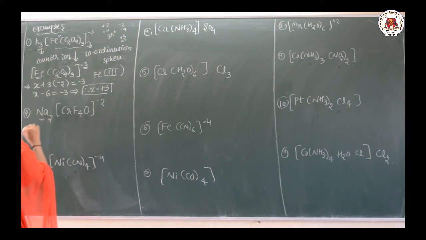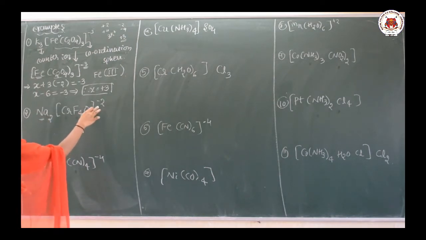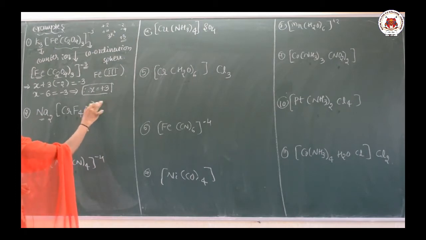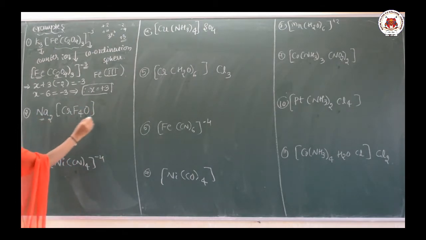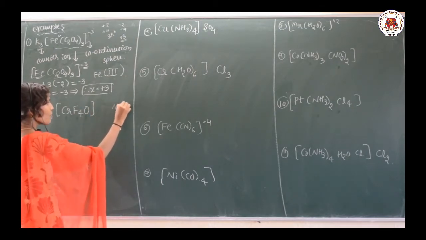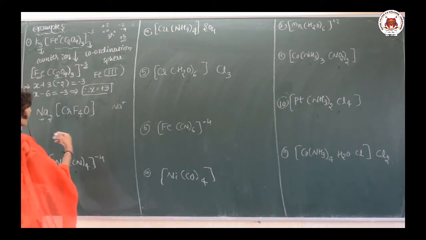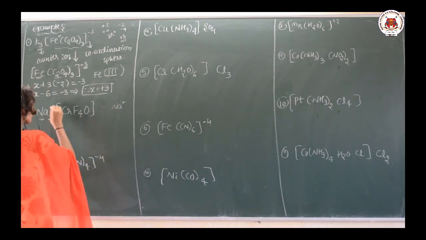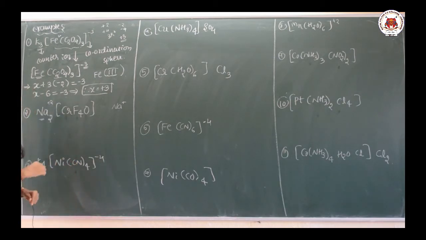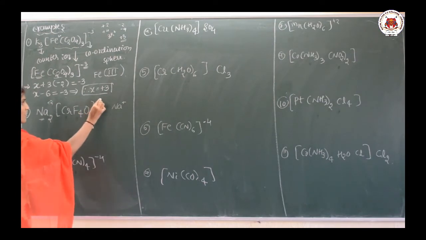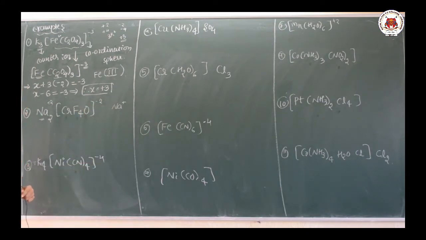Here this is the counter ion. If it is not marked, just look at this: Na is there. Na carries the plus charge. How many Na are there? Two Na are there. It means the charge of the counter ion will be plus 2. If the charge of the counter ion is plus 2, what about the charge of the complex? It is minus 2. Obviously, as I said, both must be balanced.